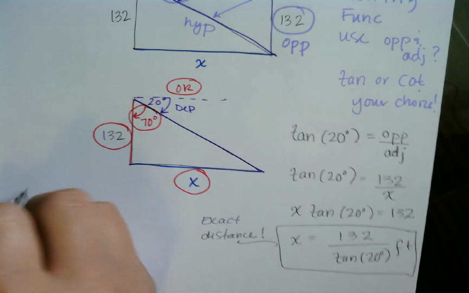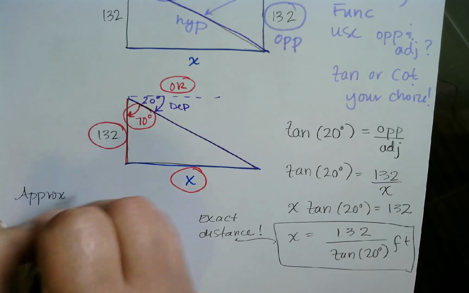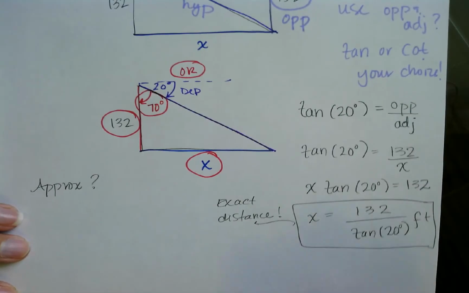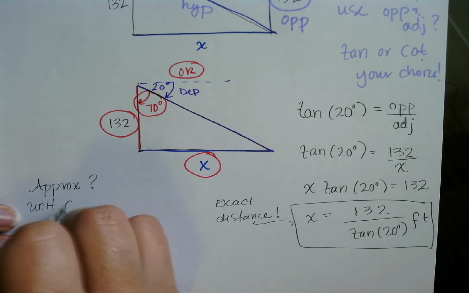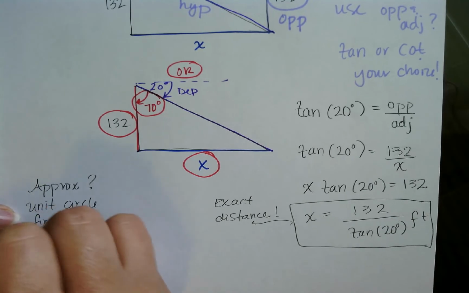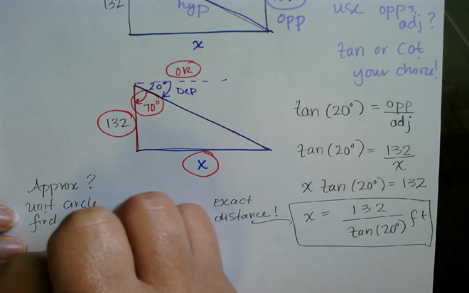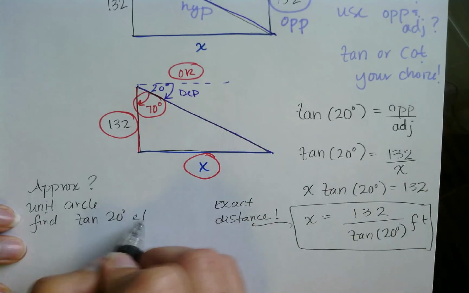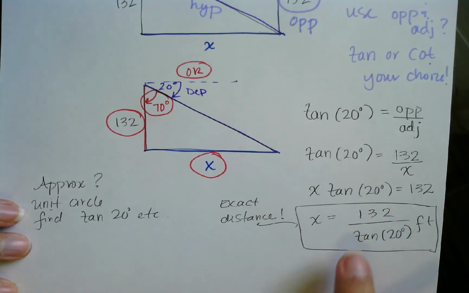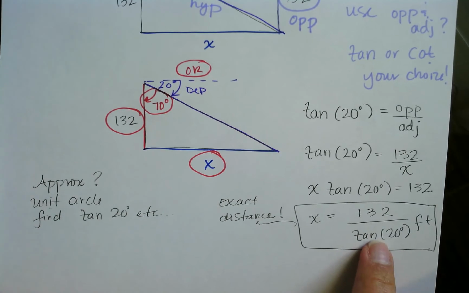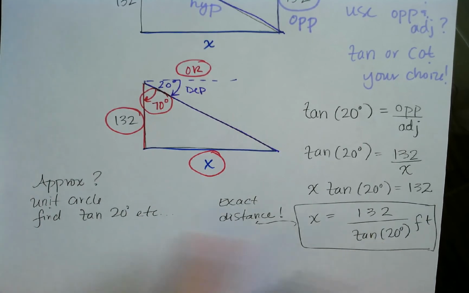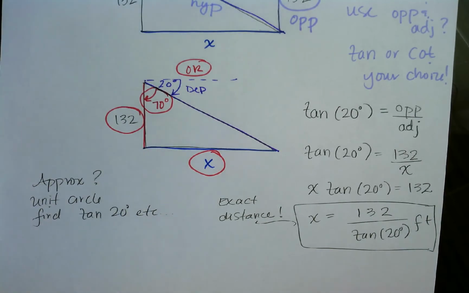What if you wanted to approximate? How would you approximate? You go to unit circle. Find tangent of 20 degrees, etc. So it would be 132 divided by whatever this number is. Go on the unit circle, 20 degrees, approximate that bad boy. Whatever that simplifies to be, 132 over that number. I'm going to always ask you exact, so you're safe. But homework might ask you approximations, you should know how to do it.